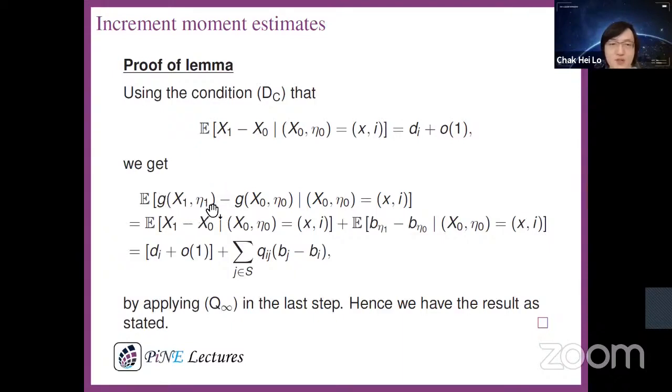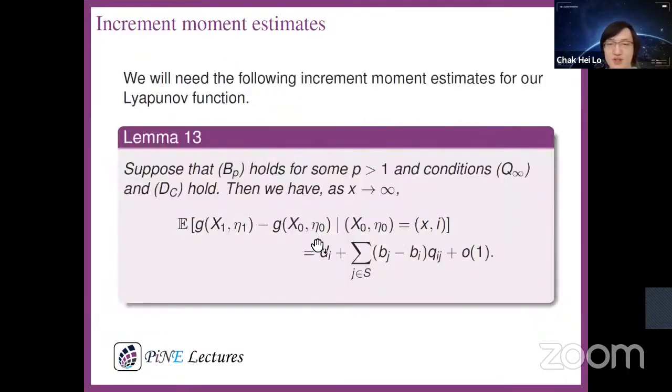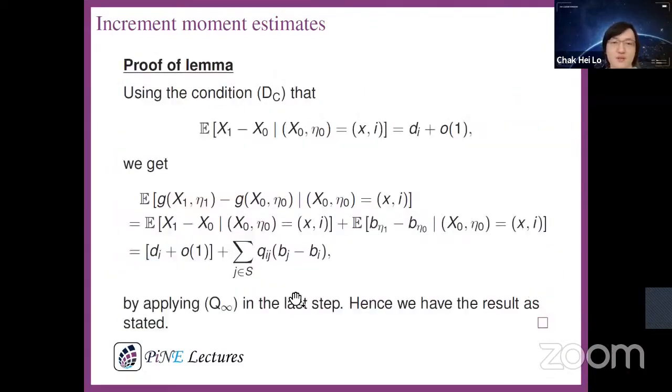By plugging in i equals to either one, we get that b either one here. So we just separate the expectation and then plug it in, and we get this, okay? Very simple. In here, we just apply this Q infinity condition to get this sum, because we are summing over all the possible numbers. It is the same as the thing that we have here, we just rearrange it. So we have the result, okay?